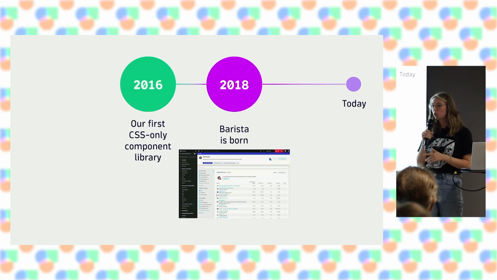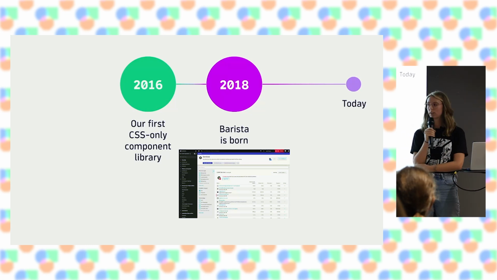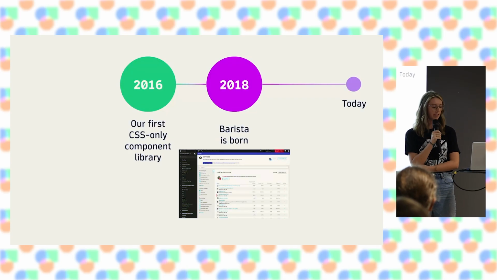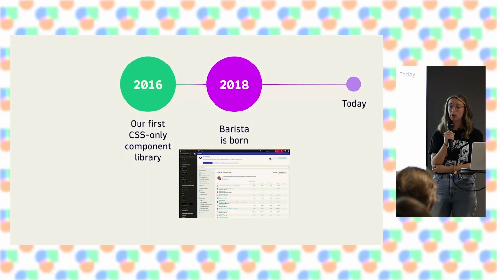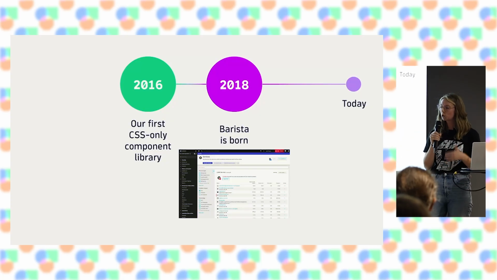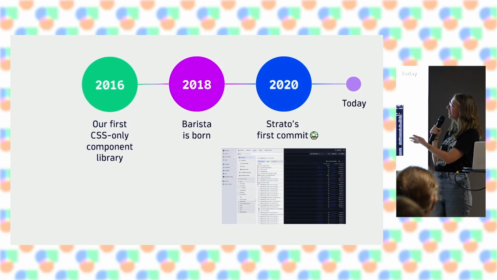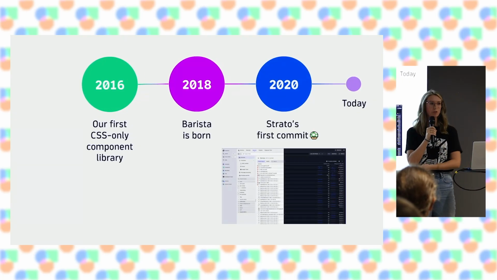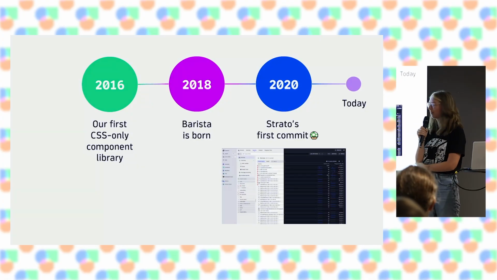But when a small group of Dynatracers started working on a new idea for the next generation of our product, so the observability platform, they also had a lot of technical advancements planned. And we took that as an opportunity to also rethink design and design system, which led us to 2020 when Strato's first commit was committed.